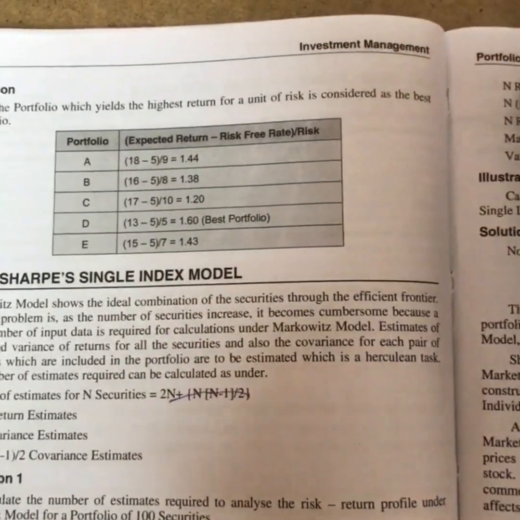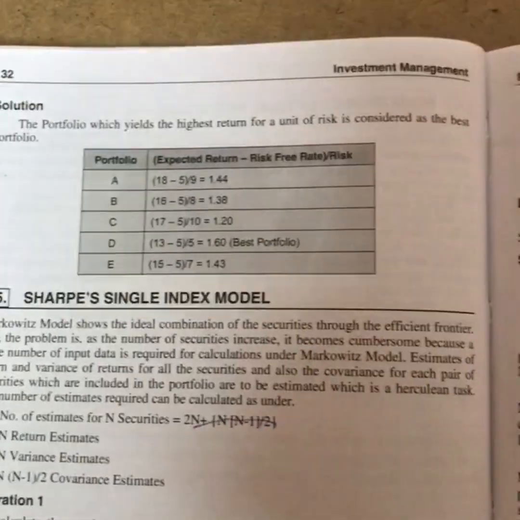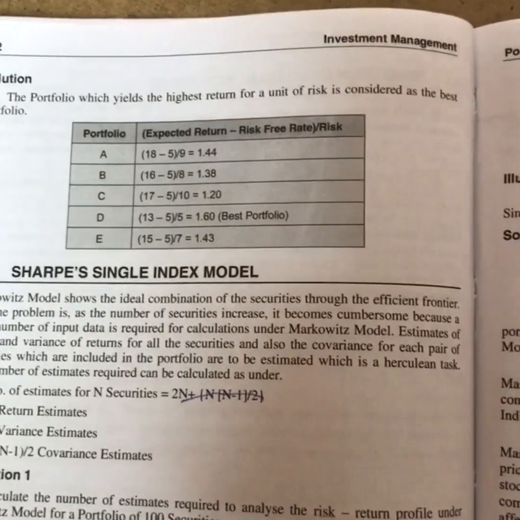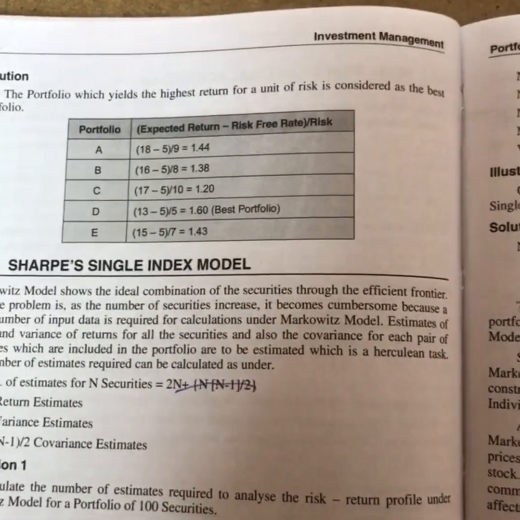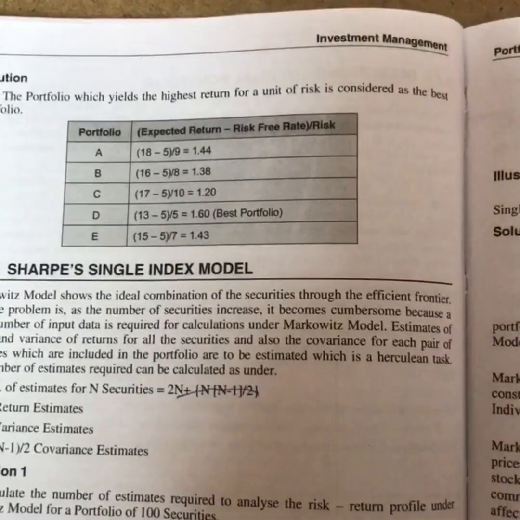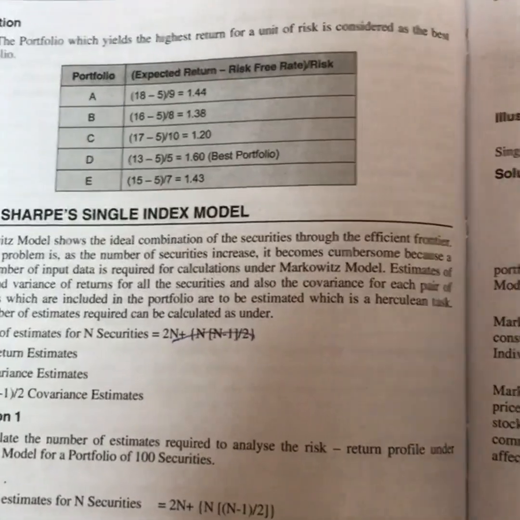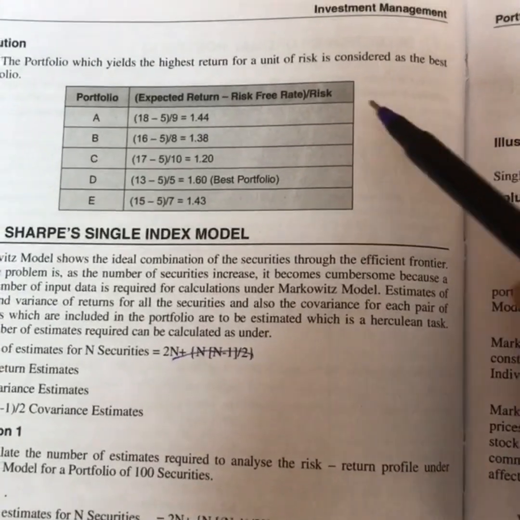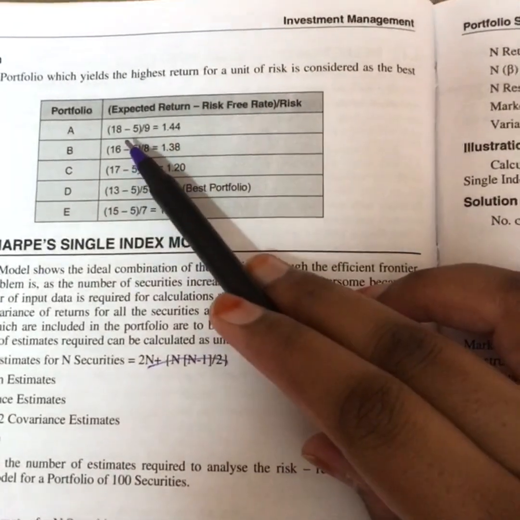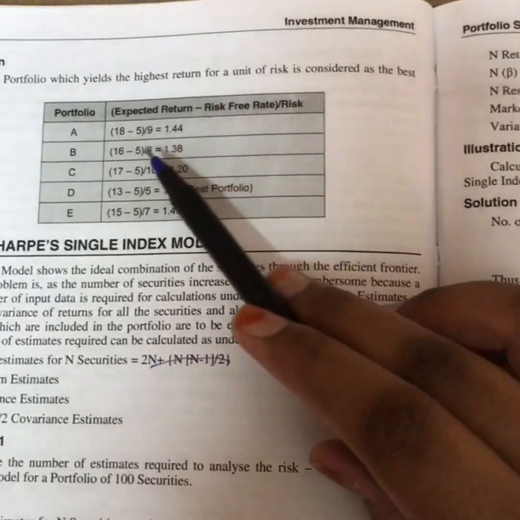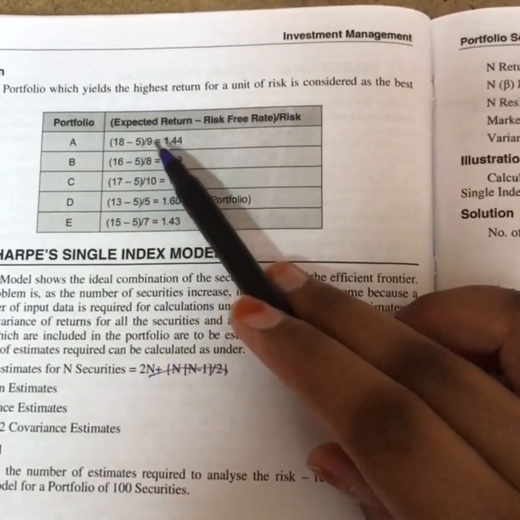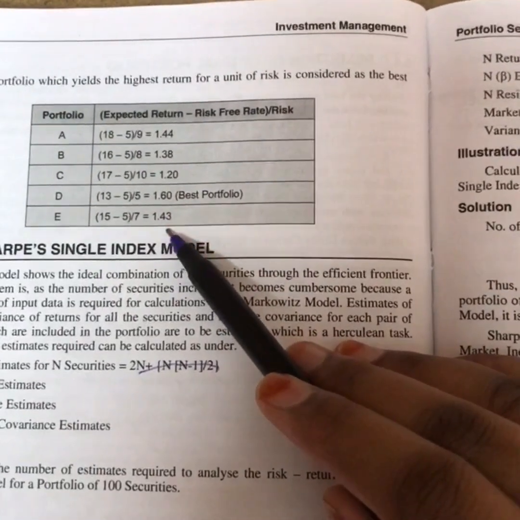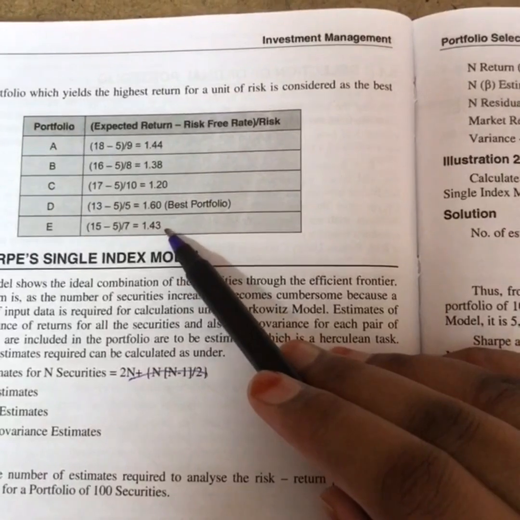We have a total of 5 portfolios. Whenever you are calculating which portfolio is the best, you have to divide the return by the risk. In this chapter eventually also you will use the same formula, which is return divided by the risk. So return minus the risk-free rate. In this question they have given you the treasury bill rate, so that is the risk free. So first, expected return minus risk free, divided by the risk. Expected return is 18 minus 5 divided by 9, we get 1.44. The same way we have to do it for all the 5 portfolios, and the highest is the best portfolio.